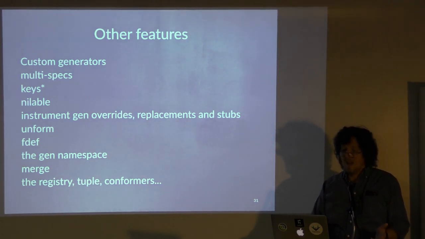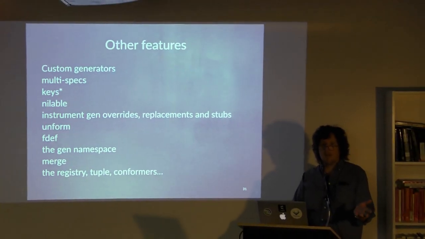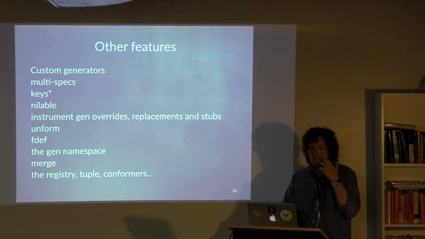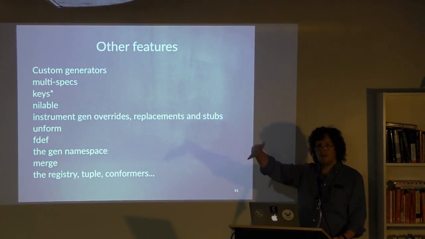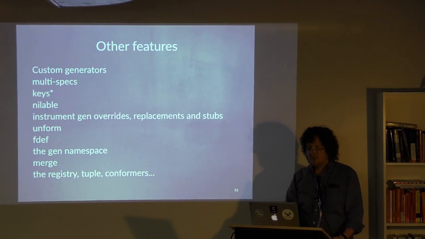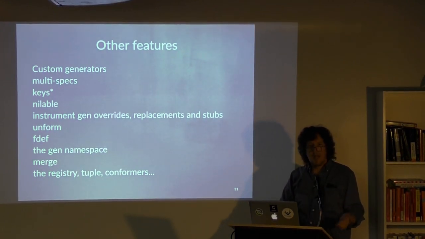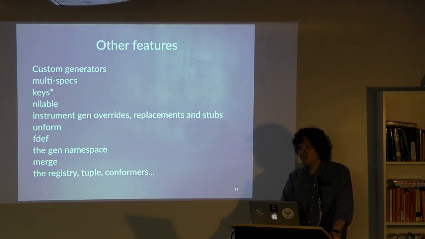So although we talked about a lot and for a long time, there's way more stuff, right? Unform, we talked about a little bit. Custom generation, we talked about a little bit. There's a keys star, which does keyword arg style stuff, the same as the maps. There's nullability. You can override generators during instrument. You can do replacements. You can do stubbing. This is really cool stuff.